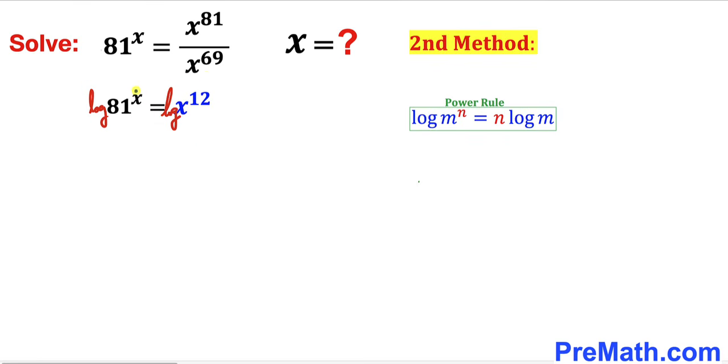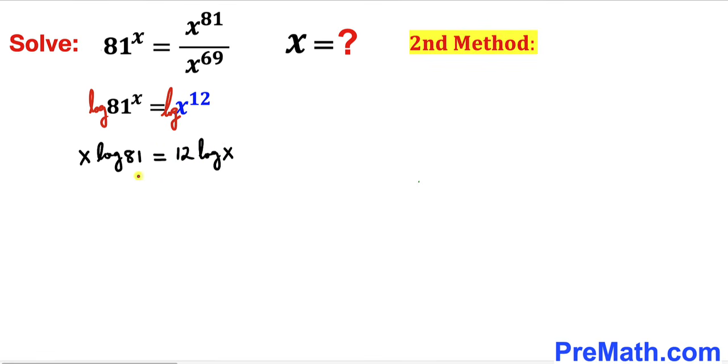So therefore I'm going to drag this exponent all the way to the front, and likewise this exponent 12, I'm going to drag it to the front as well. So therefore this could be written as x times log of 81 is going to be equal to 12 times log of x. And now let's make an observation.